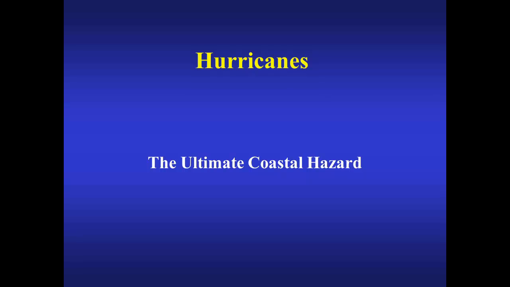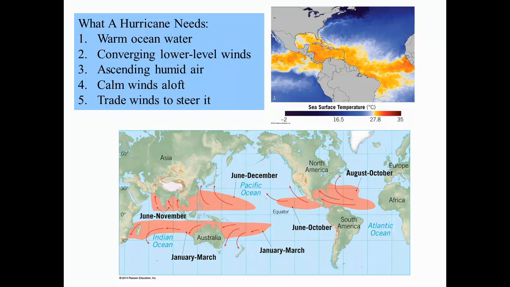Now, hurricanes are the ultimate coastal hazard. Several things are required in order for a hurricane to form. First of all, warm ocean water in excess of 80 degrees Fahrenheit. We need the convergence of low-level winds, typically associated with low-pressure areas. Ascending humid air within low-pressure cells. What's more, you need calm winds aloft, and finally trade winds to steer the hurricanes. This is particularly true of Atlantic hurricanes that originate off the coast of Africa.